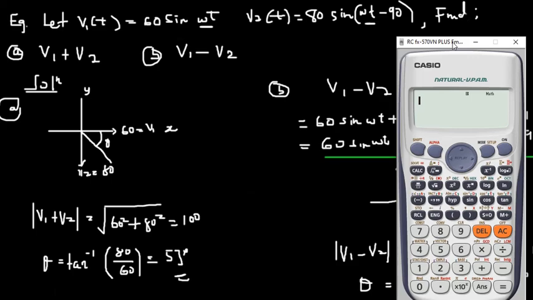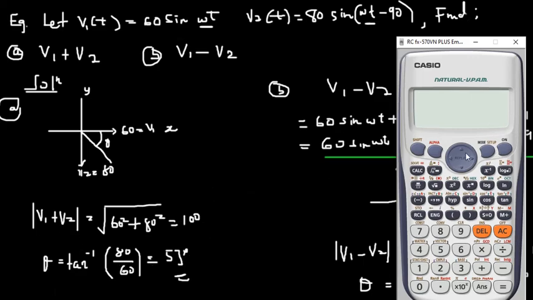So without much ado, let's dive right into this video. Now you've been given v1(t) to be 60 sin ωt, and then v2(t) to be 80 sin(ωt − 90). This is how you solve this question, by not going through the normal approach of finding the modulus and argument and all that.